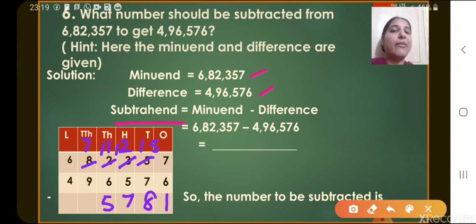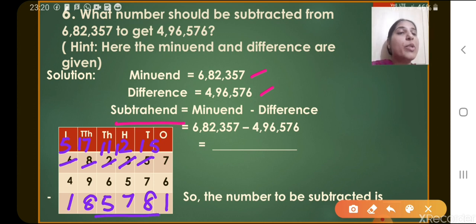Again 7 minus 9 is not possible. It means we have to borrow from the next place, the digit at the left side, which is 6. So when we borrow 1 from 6, 5 will be left here, and this digit at the 10,000s place becomes 17 now. So 17 minus 9, 8. And now look at the lakhs column. So 5 minus 4, what will we get, children? 1.